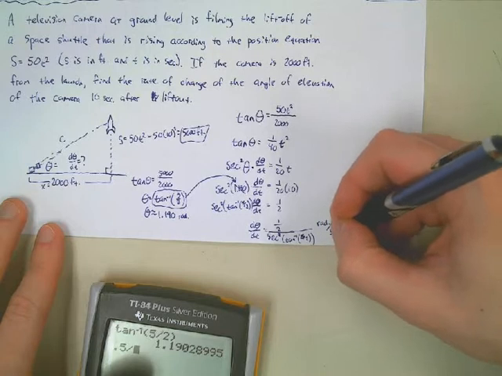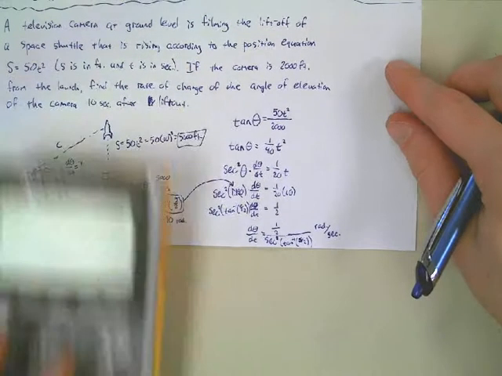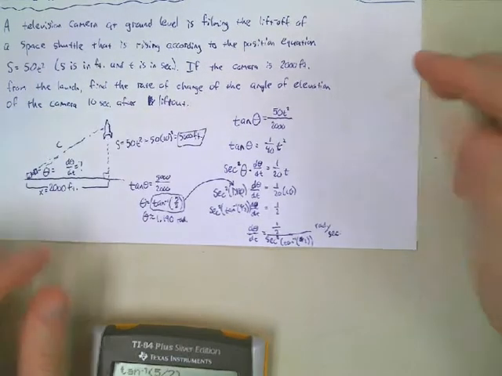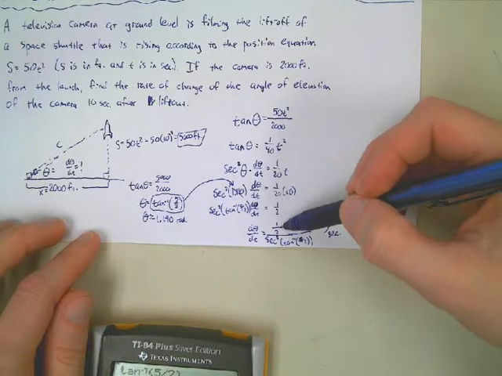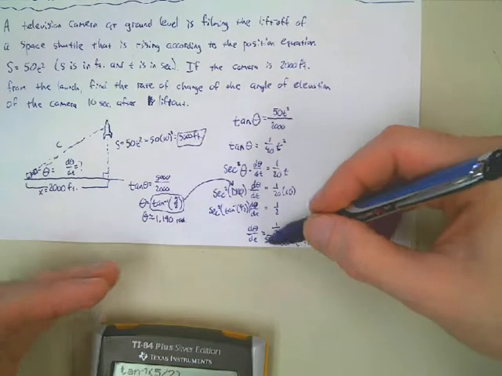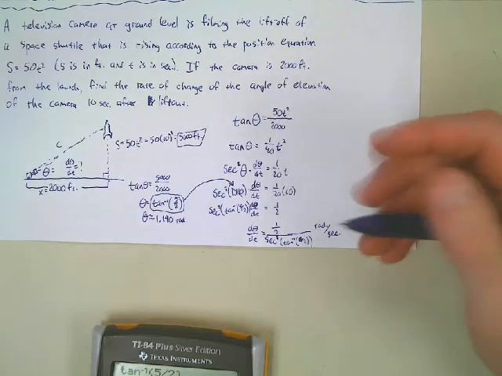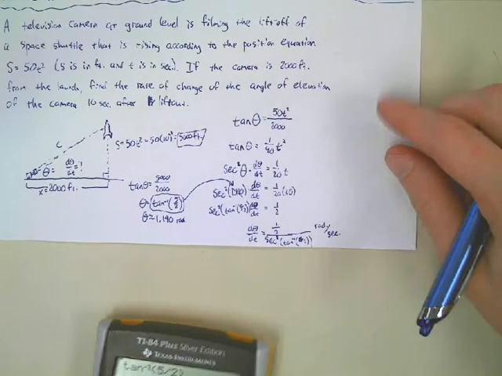Question, yep? Why didn't you bring the 2 down? Right here? No, I could. I could have made it 1 over 2 secant squared tangent inverse of 5 halves. But again, that's sufficient. It's all trig or arithmetic, so you can stop if this were for your response question. However, let's actually simplify this and get an actual number here and just see what it says.